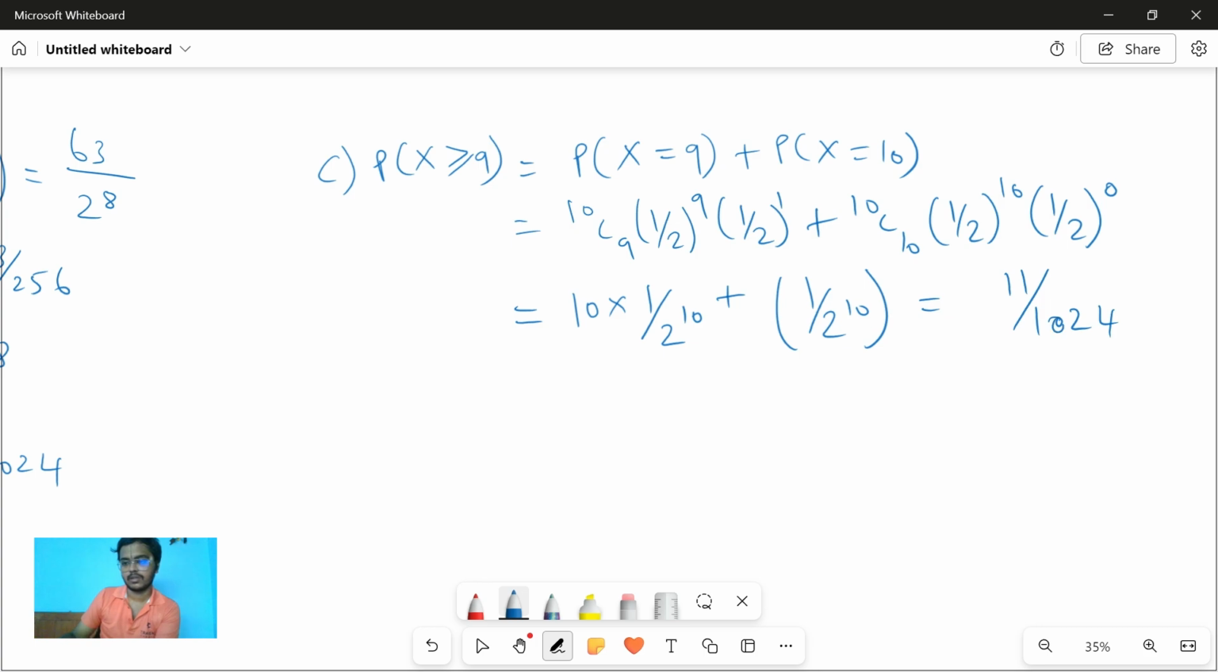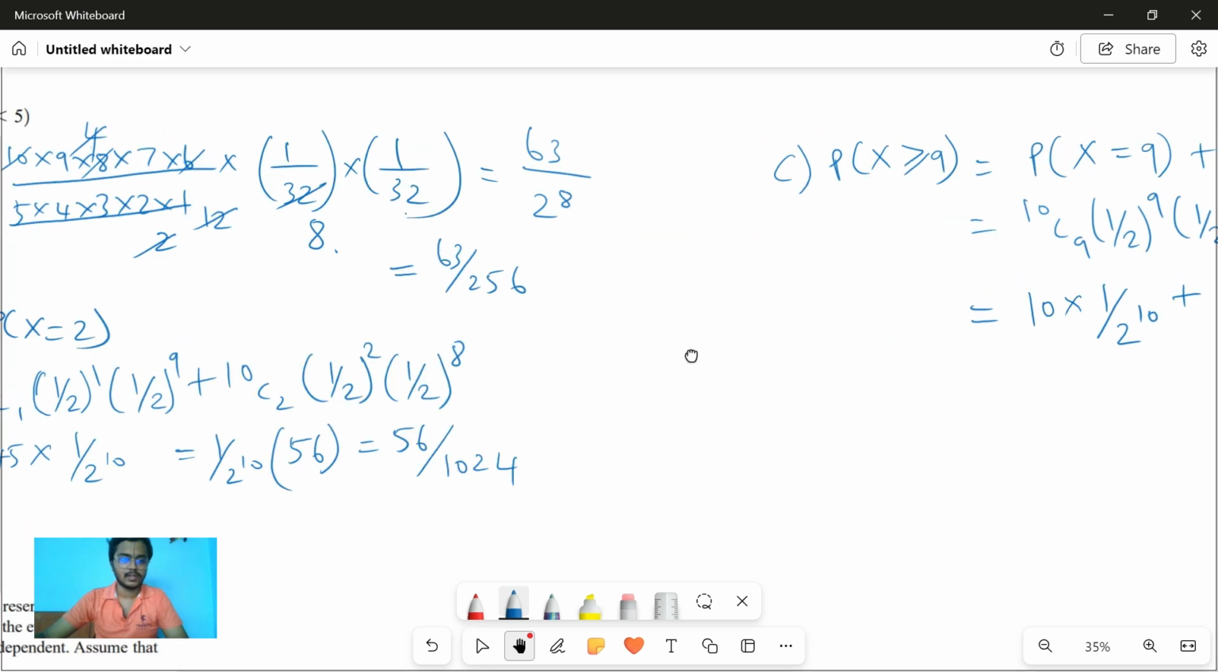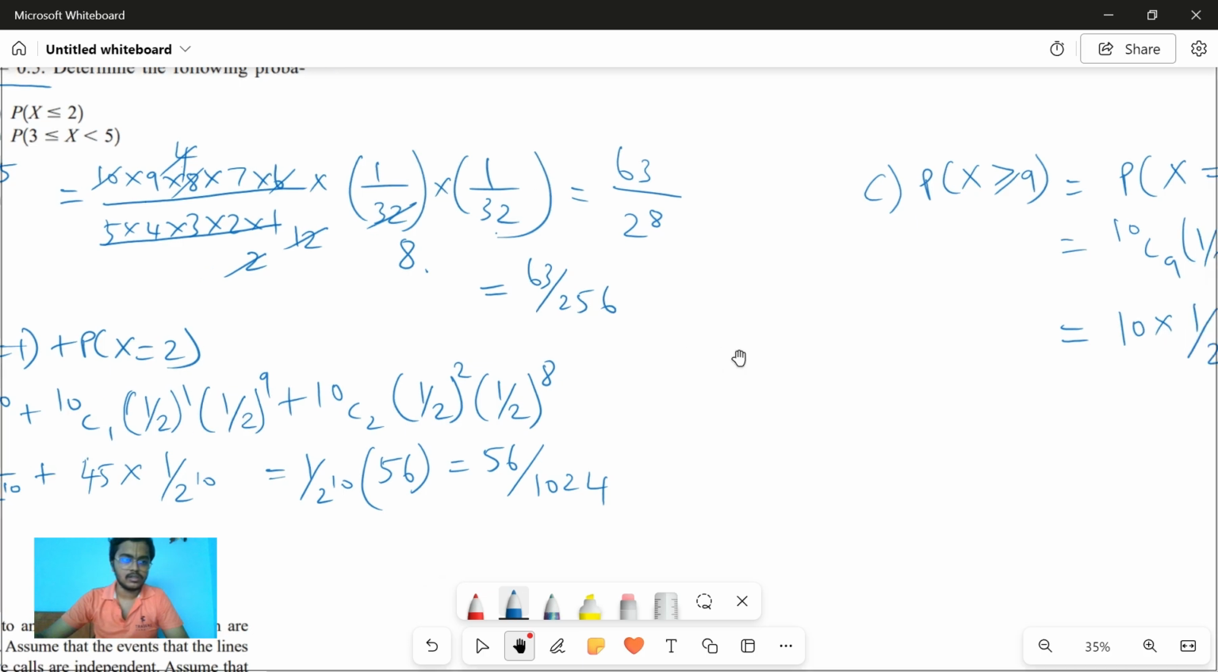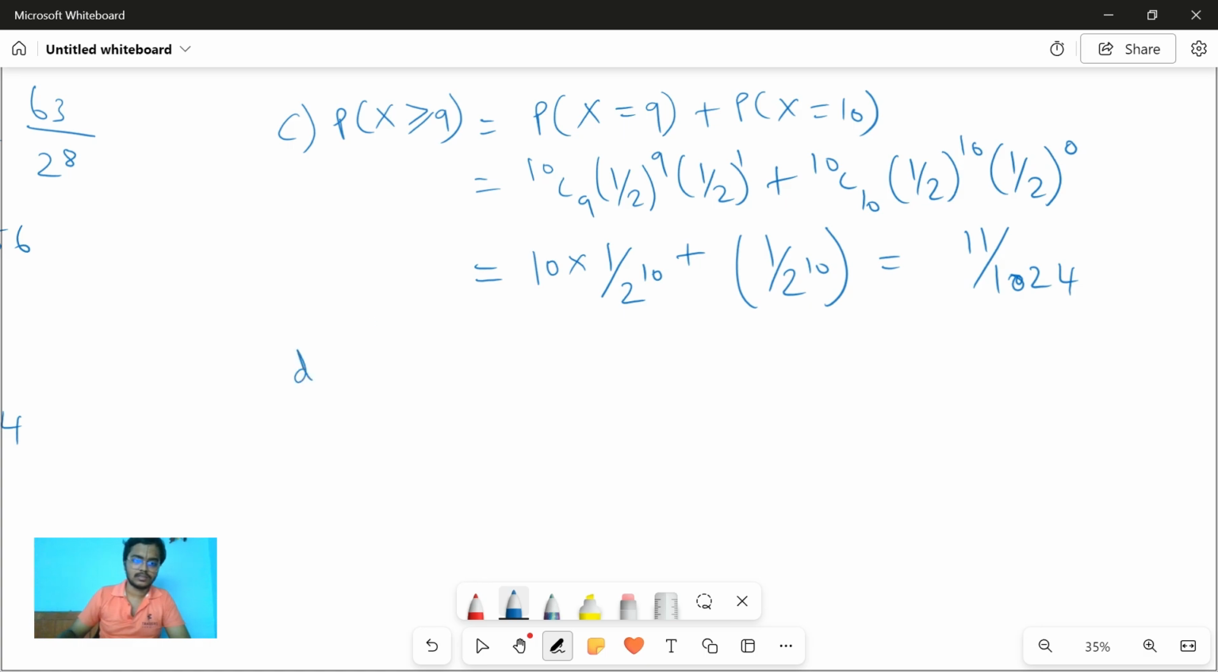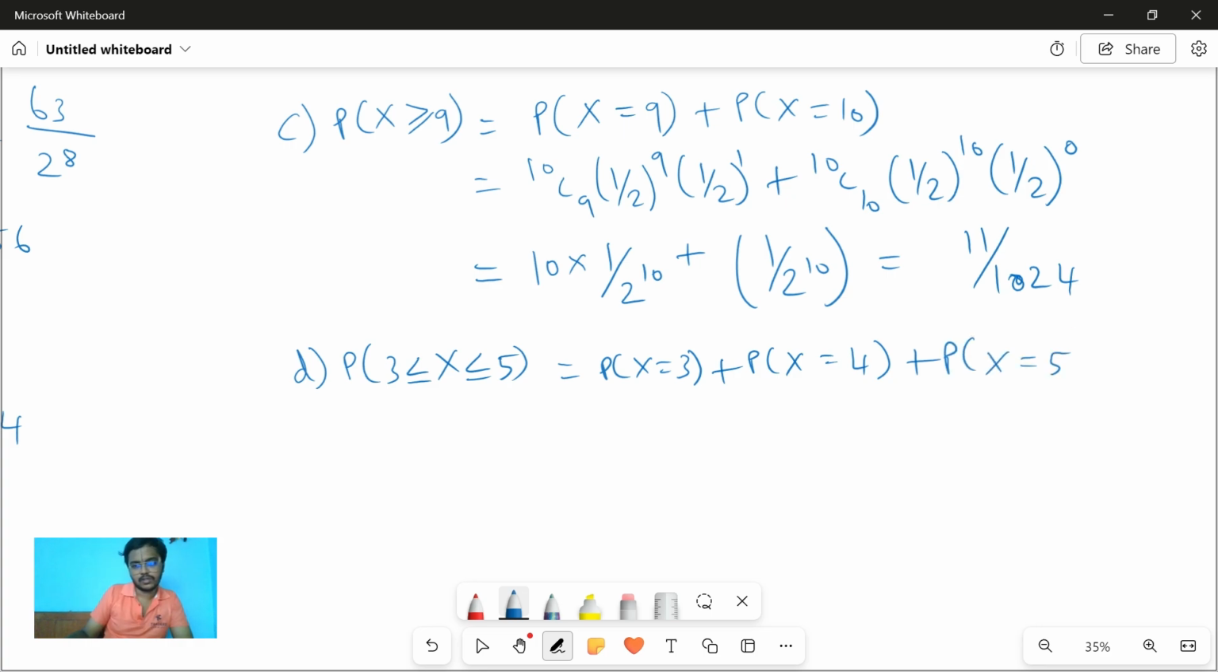Now the final subdivision: P(3 ≤ x < 5). What does this mean? It is the probability that x lies between 3 and 5. So this will be P(x=3) plus P(x=4) plus P(x=5). Do this as homework, calculate it and tell me the answer. Simple, same formula, if you apply it you will get it. I'm not given this question, but I'll just tell you one.